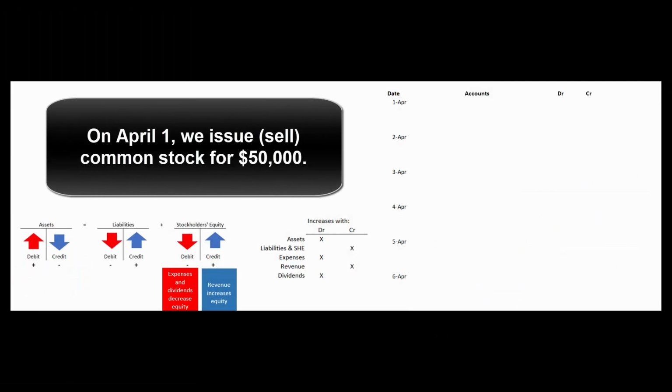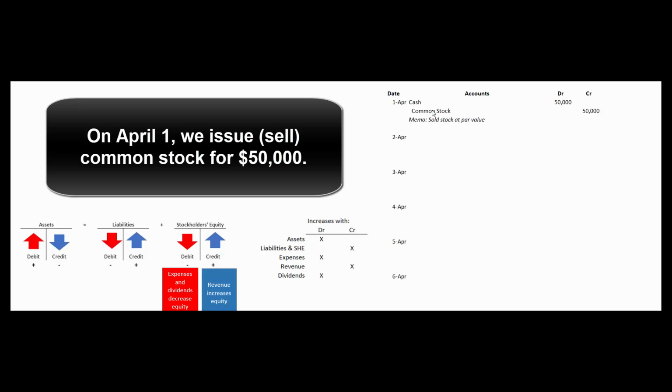First transaction, the company issues common stock for $50,000. In this case, issues means sells. So we're selling equity in our business for $50,000. What's happening to cash? Cash is an asset. It's going up, so we're going to debit cash. And shareholders' equity is going up, so we're going to credit common stock. Notice the dollar amounts of debits equal the dollar amounts of credits.